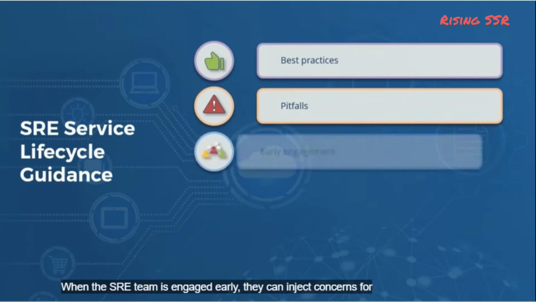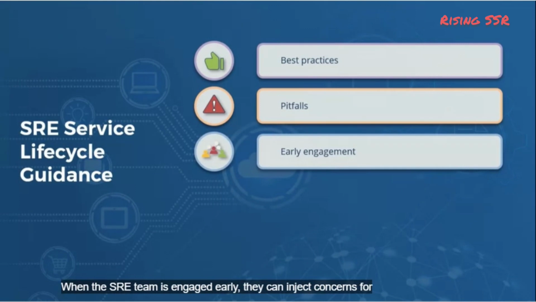When the SRE team is engaged early, they can inject concerns for reliability into the architecture and design phases. In this way, reliability will trickle from there through to the rest of the lifecycle. They can also review and validate the architecture and design work being done by the development team.